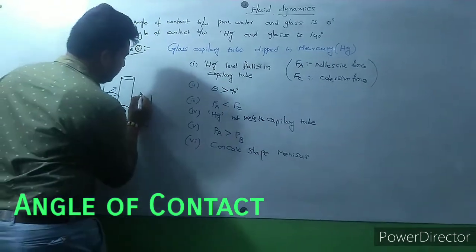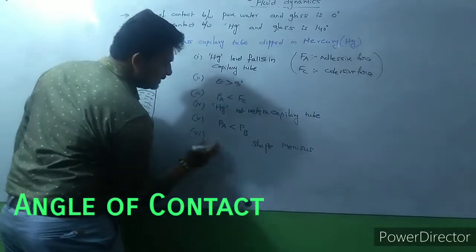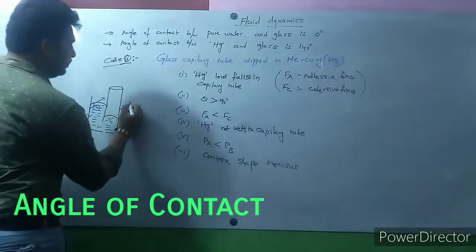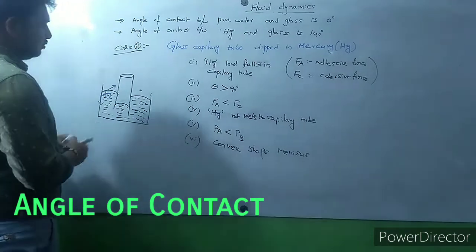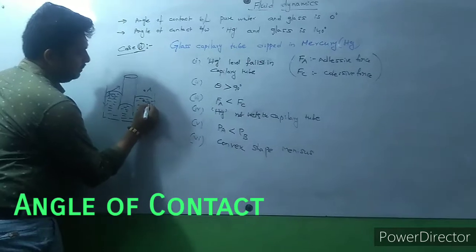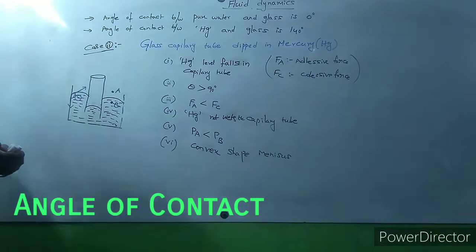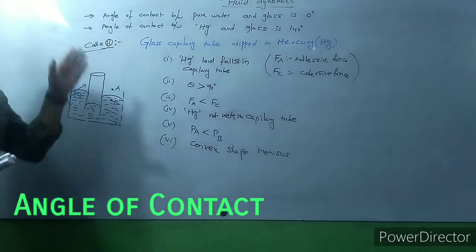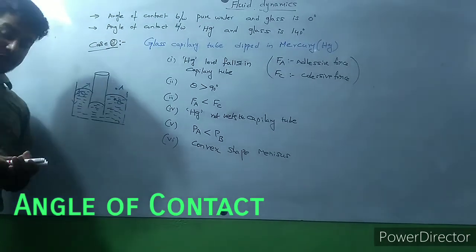So here Pa is less than Pb, and this is a convex shape meniscus. Here is one point, here is another point, here A and B. So pressure at B is greater than pressure at A. This is about case 2. This is a glass capillary tube dipped in mercury.